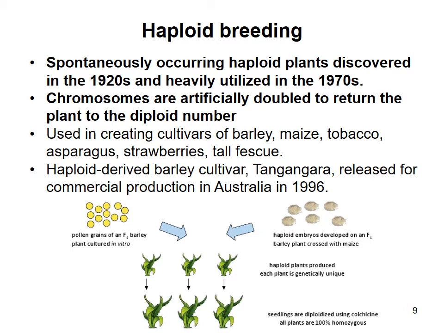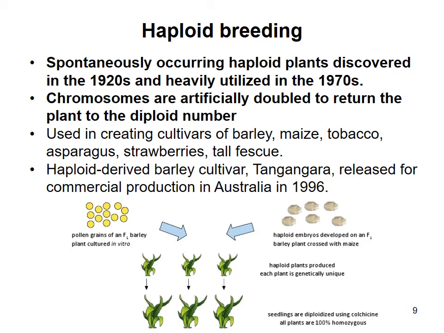Haploid breeding. In the 1920s, spontaneously occurring haploid plants were discovered. Haploid plants have half the number of chromosomes. But haploid breeding was not a practical technique until methods for the controlled production of haploid plants were developed. Once a haploid plant has been obtained, its chromosomes are artificially doubled using a chemical called colchicine, and this returns the plant to the normal number of chromosomes. In other words, a diploid plant is restored.